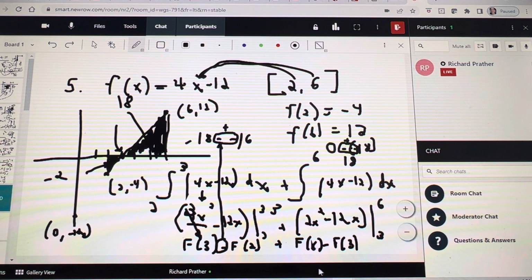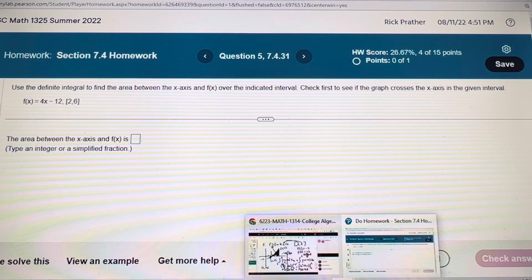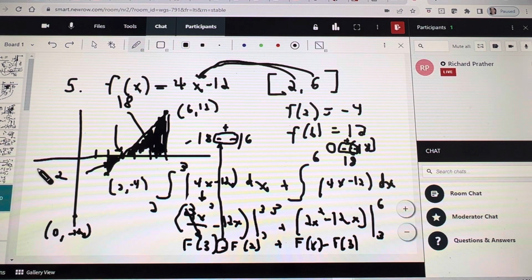If you care about area, if they mention area in the problem, so I'm going to check here. See, area. Area between the x-axis and f of x. If you're talking about area, then you have to do absolute values of each of these answers, although the absolute value of a positive stays positive. Absolute value negative 2 is 2. So if you just did an integral from 2 to 6, the negative 2 would add to the 18 and you would get 16 for an answer. And you wouldn't notice that part of it was negative actually.